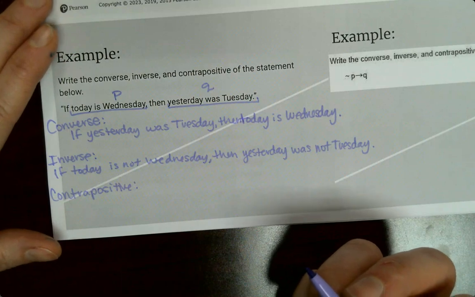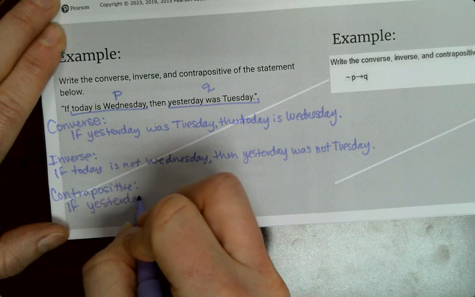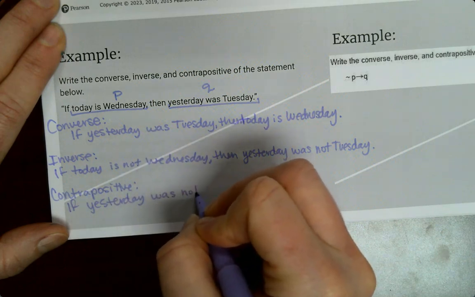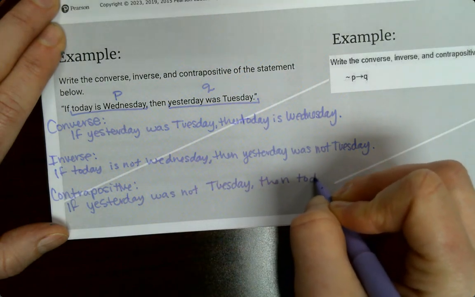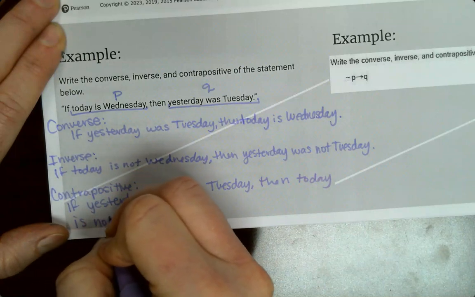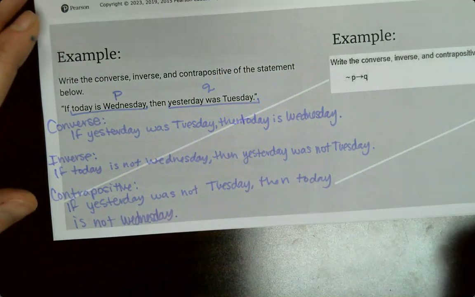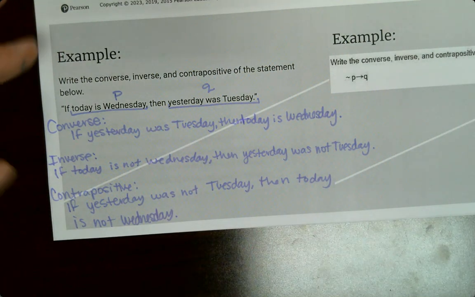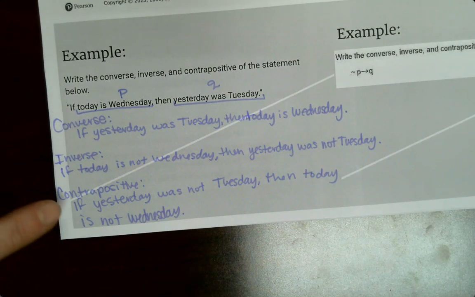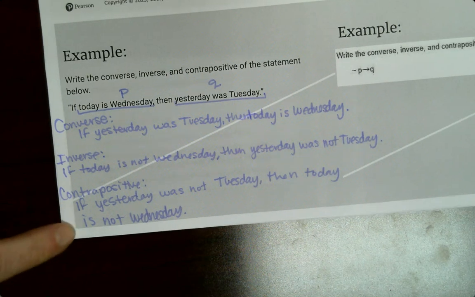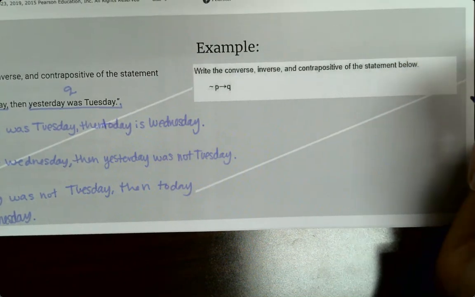All right, and then the contrapositive. So negate and I'm going to flip. So if yesterday was not Tuesday, then today is not Wednesday. And these will have the same truth value. If today is Wednesday, then yesterday was Tuesday. True. If yesterday was not Tuesday, then today is not Wednesday. All right, works.